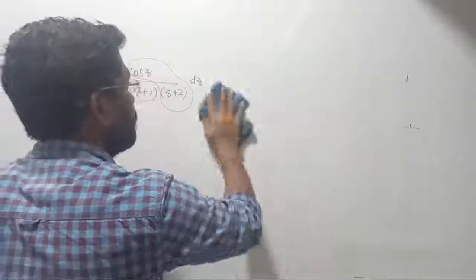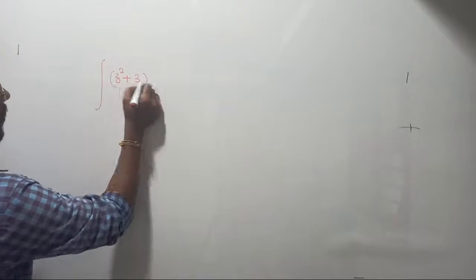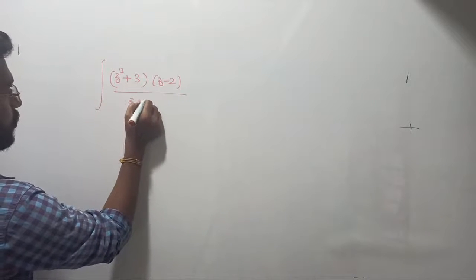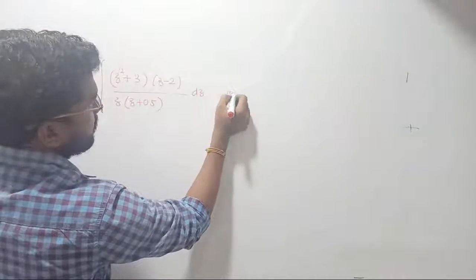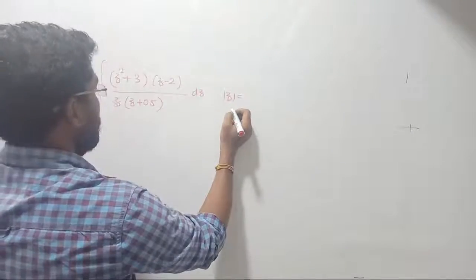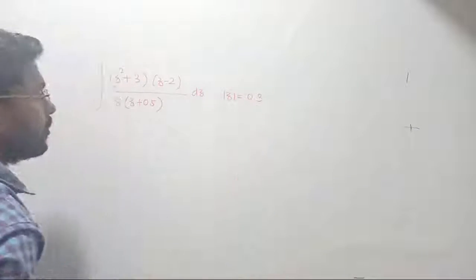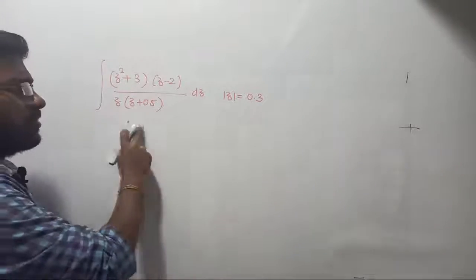Let us take one more example in order to get a clear idea. Let us consider (z square plus 3) into (z minus 2) in the numerator. In the denominator, let me consider (z plus 0.5) into z, with respect to dz, whereas given it is mod z equal to, let me take 0.3.